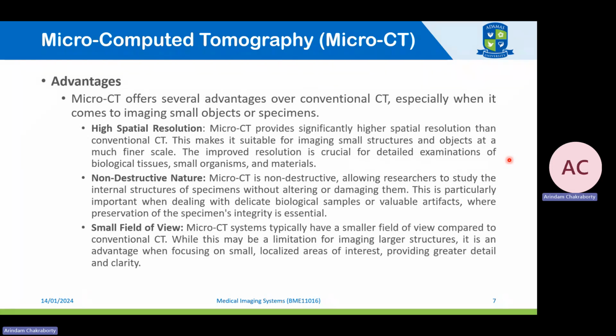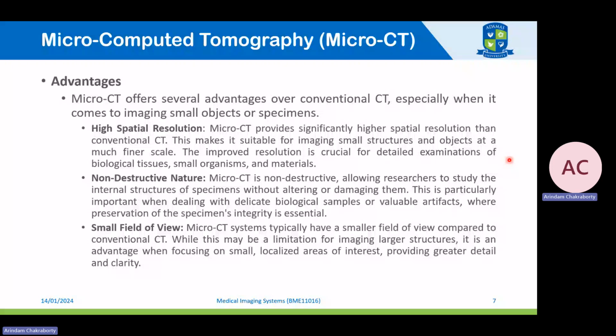The second advantage is the non-destructive nature. Although CT can be called a non-destructive imaging technique, the application of micro CT is much vaster as compared to CT, in terms of research related, biomedical, materials related, as well as industrial applications. So micro CT can non-destructively image the internal aspects of biological specimens or any other materials, allowing researchers to study the internal structure without altering or damaging them. This is particularly important when considering delicate biological samples or any other valuable artifacts where preservation is very essential.